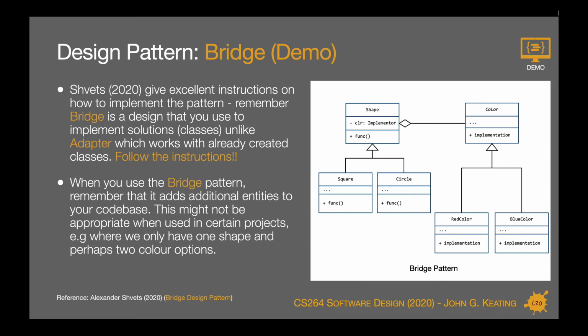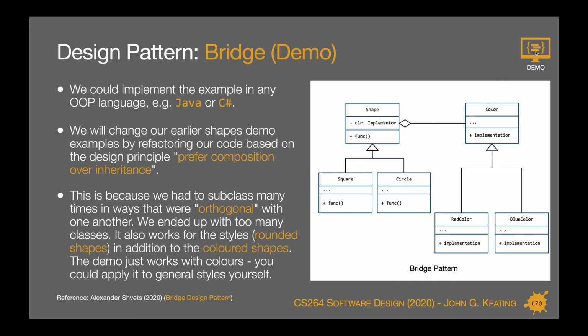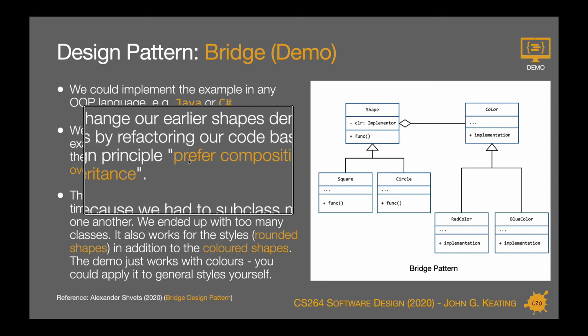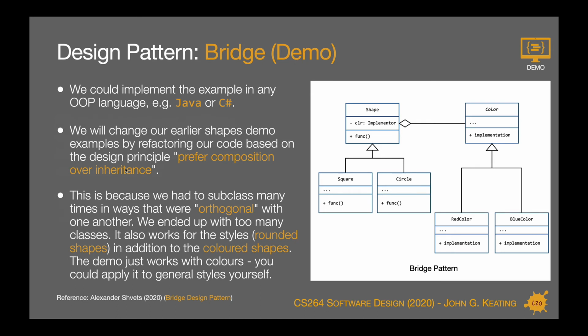Okay, so I have a demo here. Let me just check where it happens. Okay, we'll get to the demo in a second. We could implement this in any language, Java or C#. What will happen is that we'll change some of the earlier shapes demo examples by refactoring our code based on the design principle where we prefer composition over inheritance. So this is our design principle that we're going to use. That means you can look at your code and decide, this was my design principle here. So if you're asked to look at your code or explain why you've done it a particular way, you can say that you preferred composition over inheritance if you've done it this way and utilized the bridge.